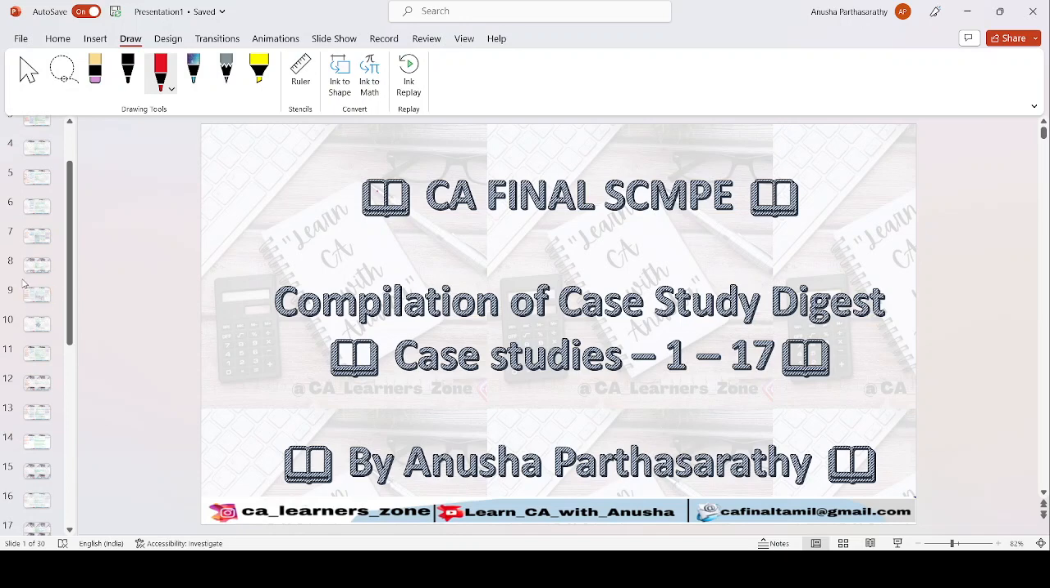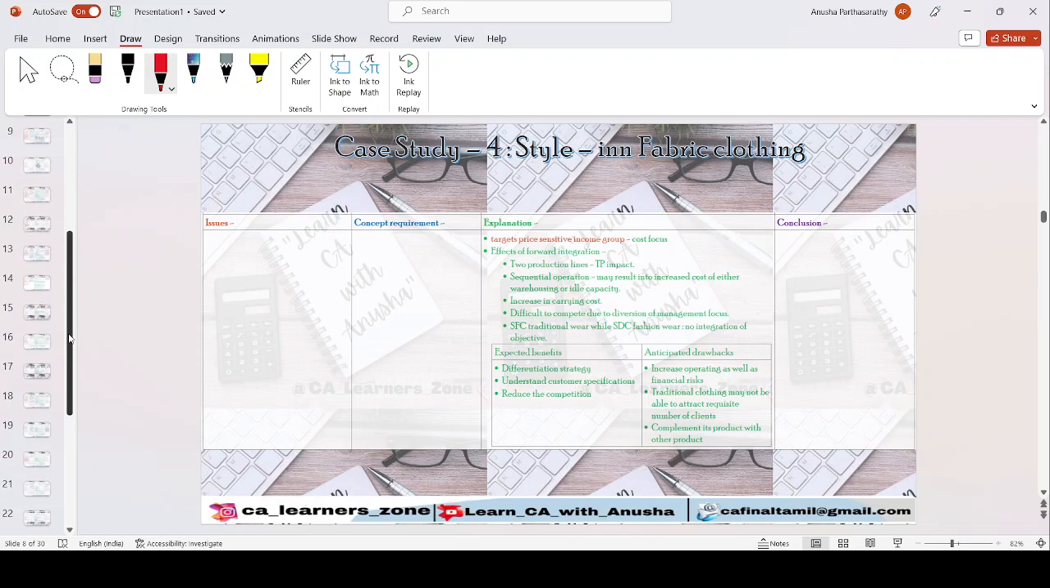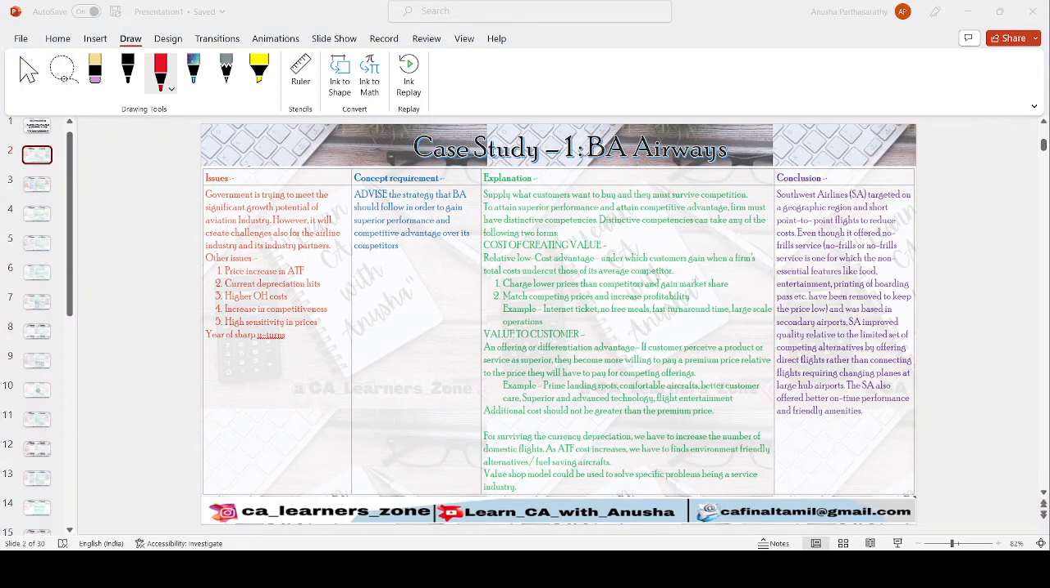I have made it in a simple way, like a slide or two for a particular case study, which is in this format: issues, concept, requirement, explanation, and conclusion. Conclusion is a must. Similarly, you have to write. This is how you have to present a case study. You have to first state the issues, not in a brief manner, but in small keywords. And then concept and requirement, you need not write it again. You can just put it as subdivision number 1, subdivision number 2, like that.